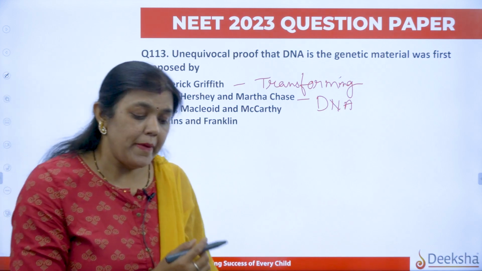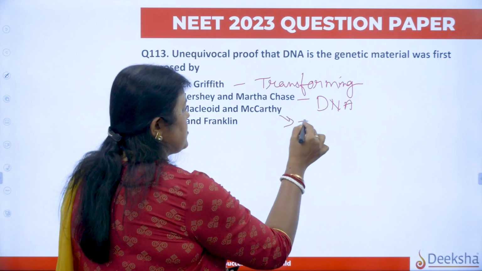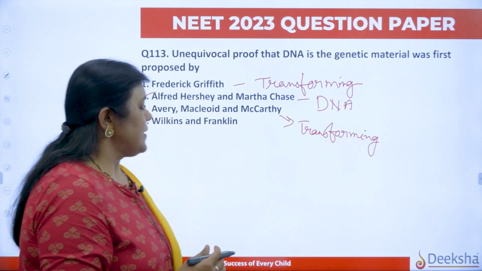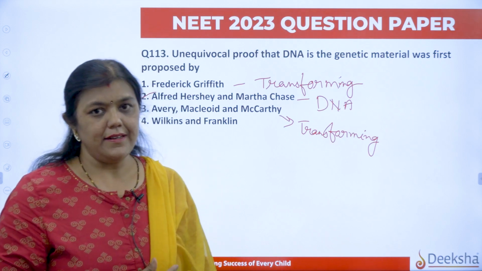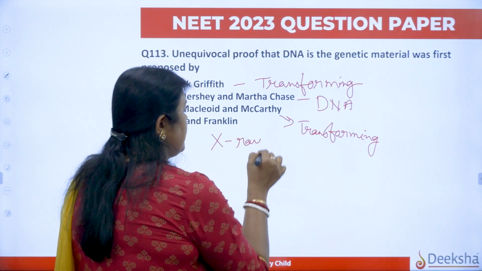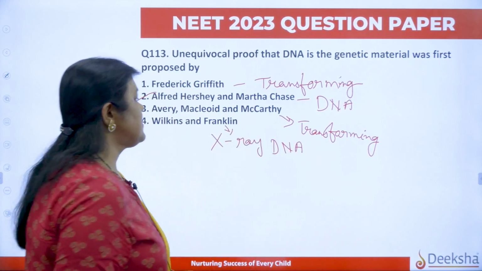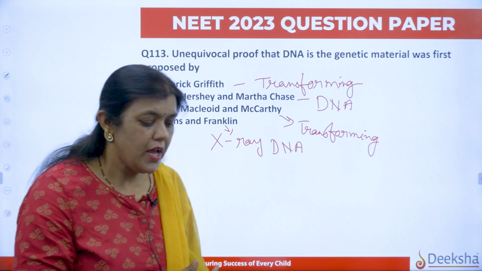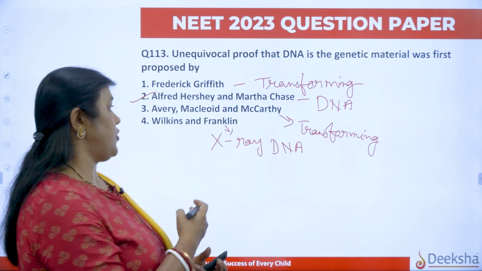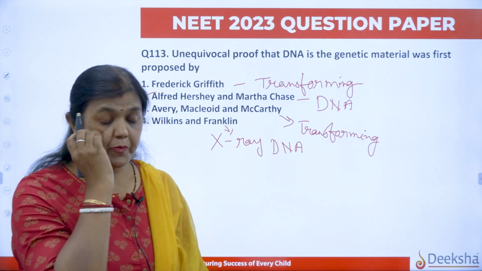Avery, MacLeod and McCarty, if you remember these, they also worked on the transforming principle. And Wilkins and Franklin did the X-ray diffraction technique of DNA, to find out the structure of DNA. So Wilkins and Franklin worked on X-ray diffraction. Frederick Griffith worked on the experiment of the transforming principle, and Avery, MacLeod and McCarty worked on the same to prove what exactly the transforming principle is all about.